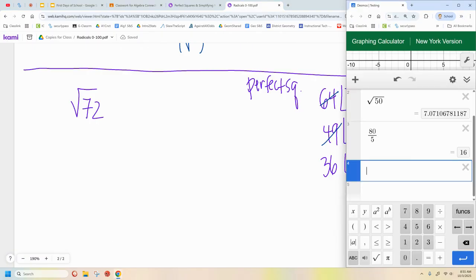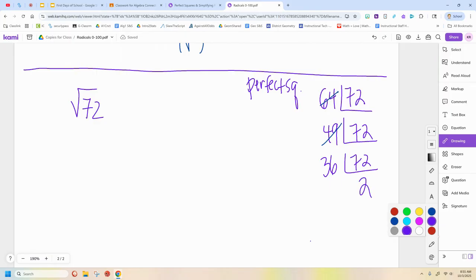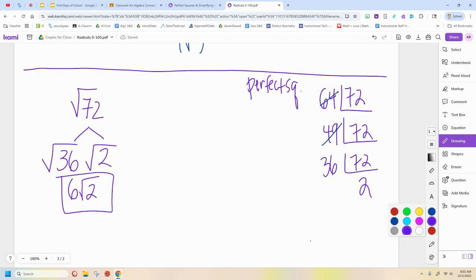Okay, so 72 divided by 36. I get the number 2. So if I put 36 over here and 2 right here, I'm going to get my answer in my very next step. The square root of 36 is 6, and this stays as square root of 2. And so that's simplest radical form. It's equal to radical 72.